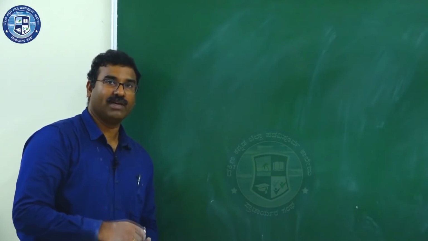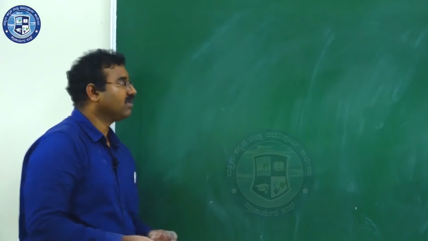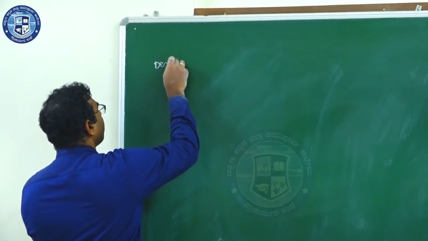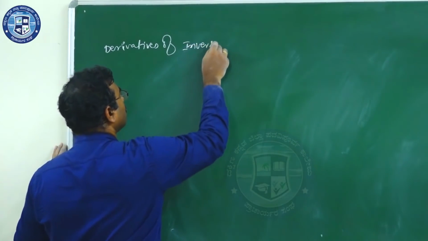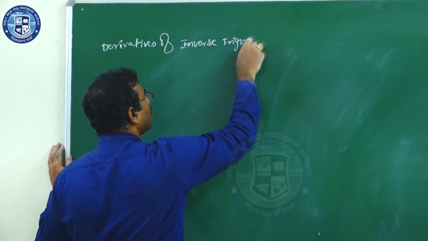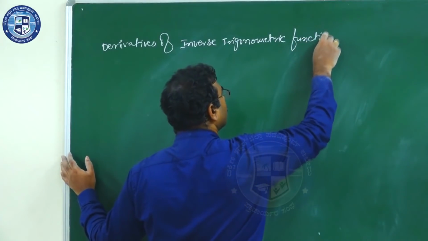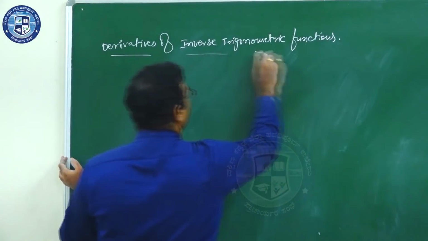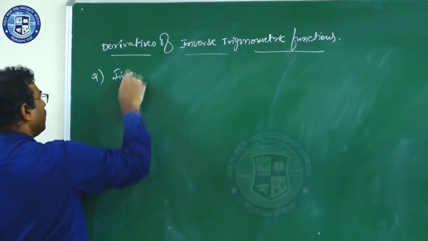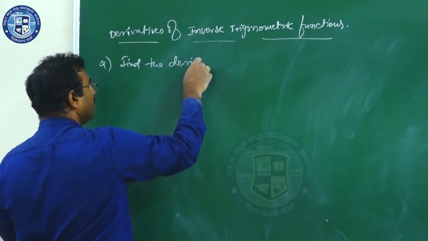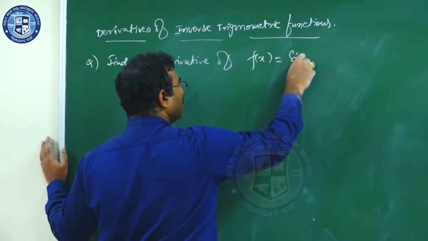Okay. Derivatives of implicit functions we saw, and now we see derivatives of inverse trigonometric functions. So first one, we'll see, find the derivative of f(x) is equal to sine inverse x.